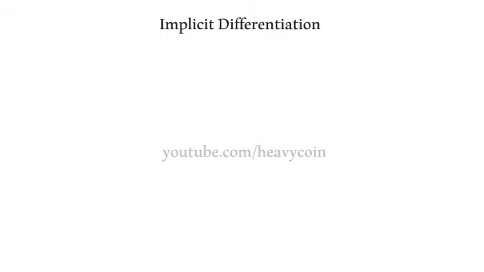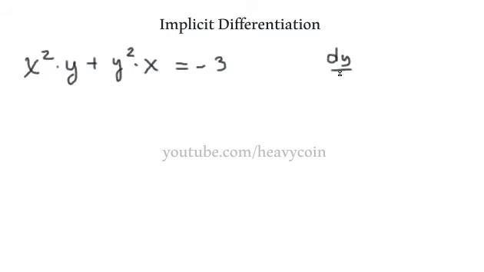Okay, we are finding derivatives using implicit differentiation. Alright, got another good example here. We have x squared times y plus y squared times x is equal to negative 3, and we want to find dy over dx. Alright, that's what we want to find.